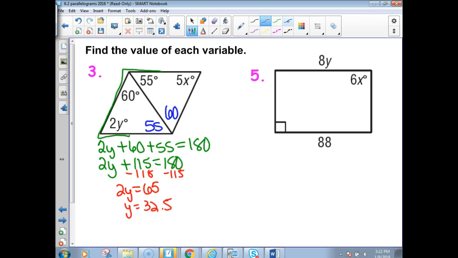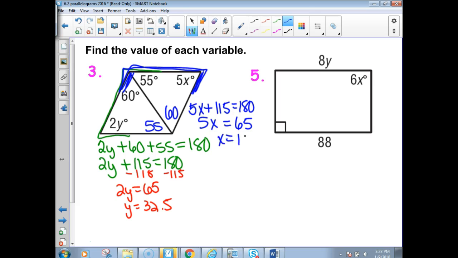Now, going this way, you could have done these consecutive angles, or you can add up the 3 in the top triangle. So 5x, 55 and 60 is 115. That equals 180. You're going to subtract 115. You're still going to get 65. And then you're going to need to divide by 5, and you're going to get 13. Okay?